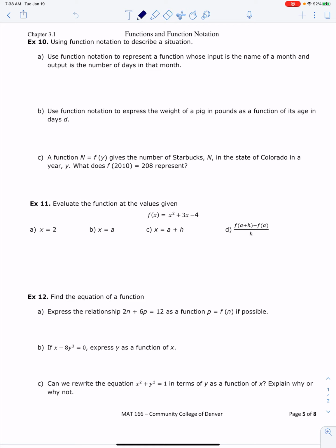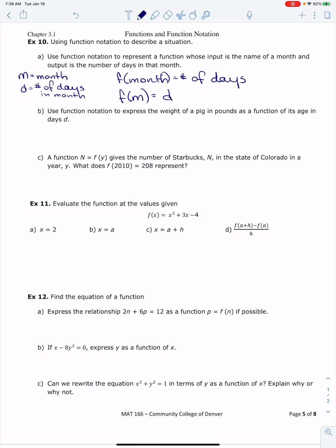So I'm going to make sure that I know what I'm talking about. I'm going to call the name of the month M. Output is the number of days in that month, so let's call that D. So that's the number of days in the month. And so we want an input, that's the month. So I'm looking for F of month equals number of days. So in terms of my variables, F of M equals D.